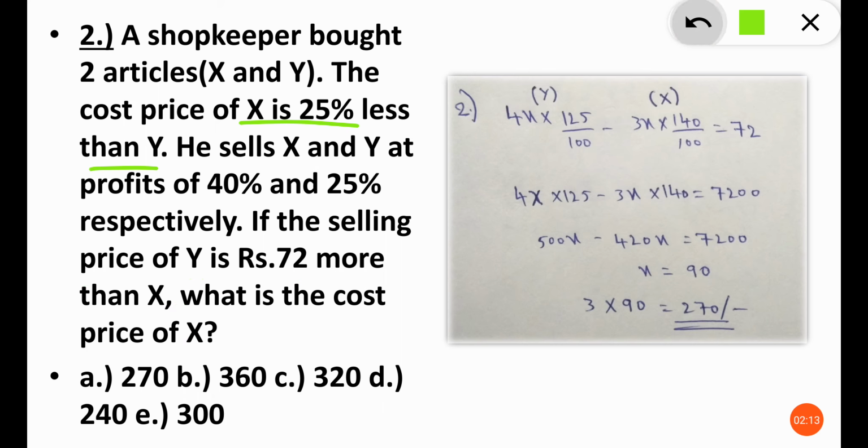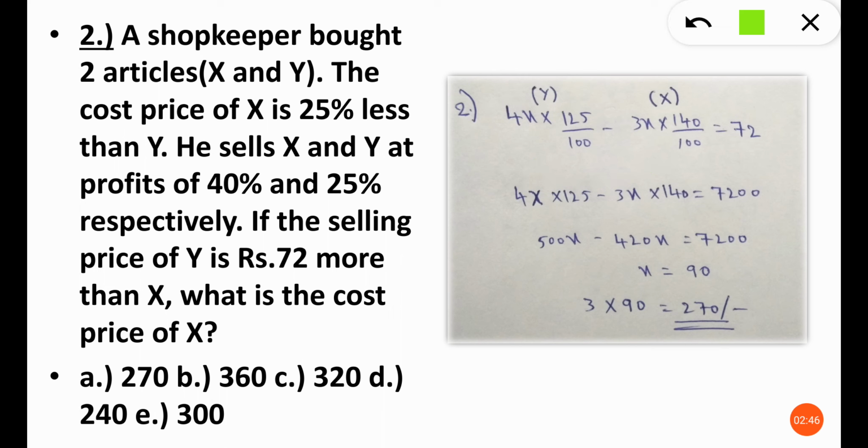It is clearly given that one object is 25% less than the other object. So that's why they are in the ratio of 3:4. That's why we have taken 3x and 4x. Next, the profit on one article is 40% and on another article is 25%. So 3x into 140 by 100, and 4x into 125 by 100. Their difference is 72 rupees. Article Y minus article X equal to 72 rupees.